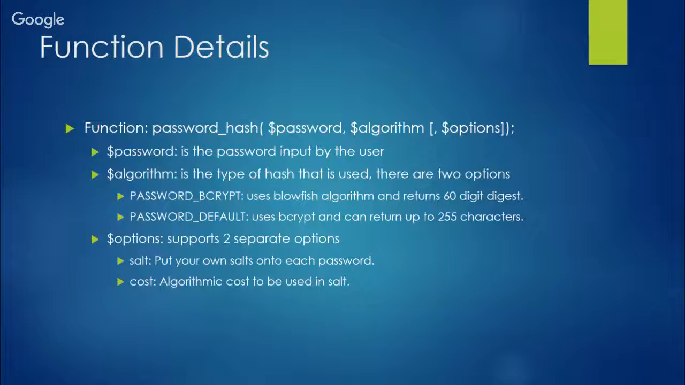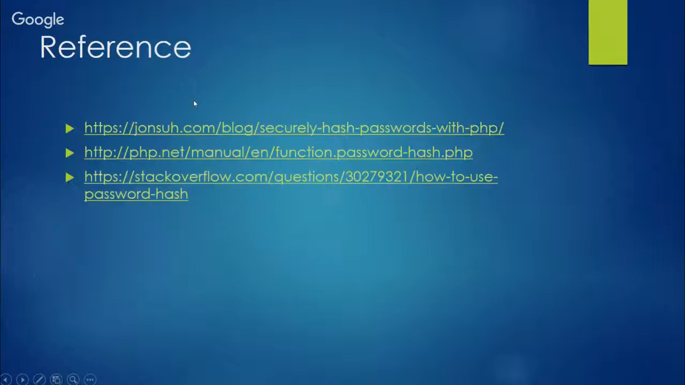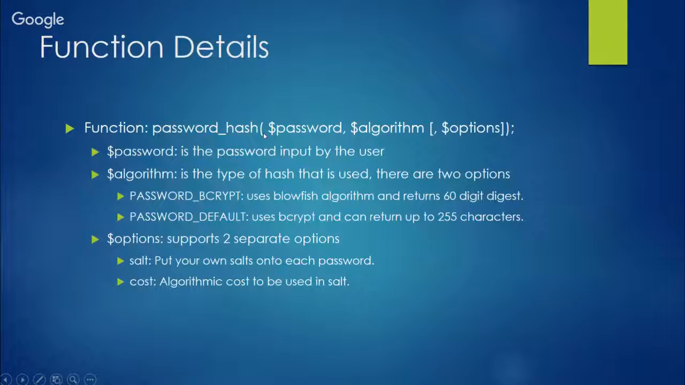So let's go ahead and talk about the function and kind of what it does. At the top here, you can see what the parameters are for this function and how it works. We have our function here, password hash, with 3 parameters: the password, the algorithm that we're going to use, and then additional options.